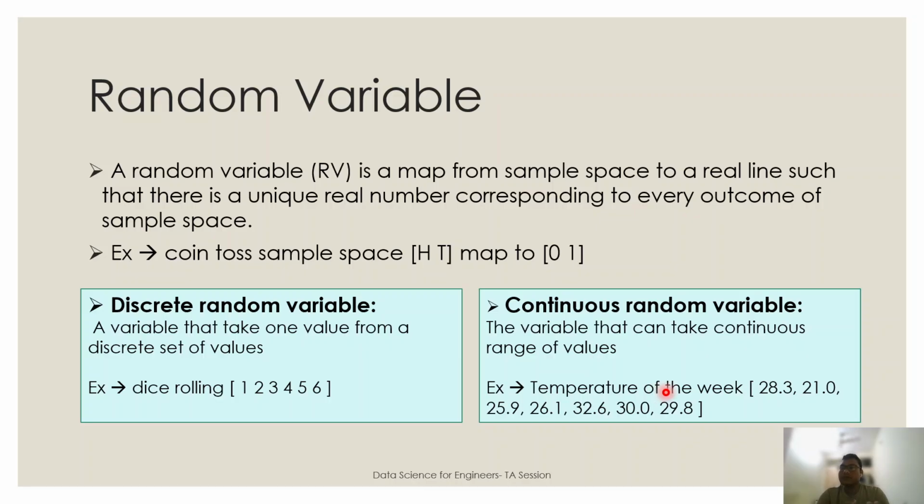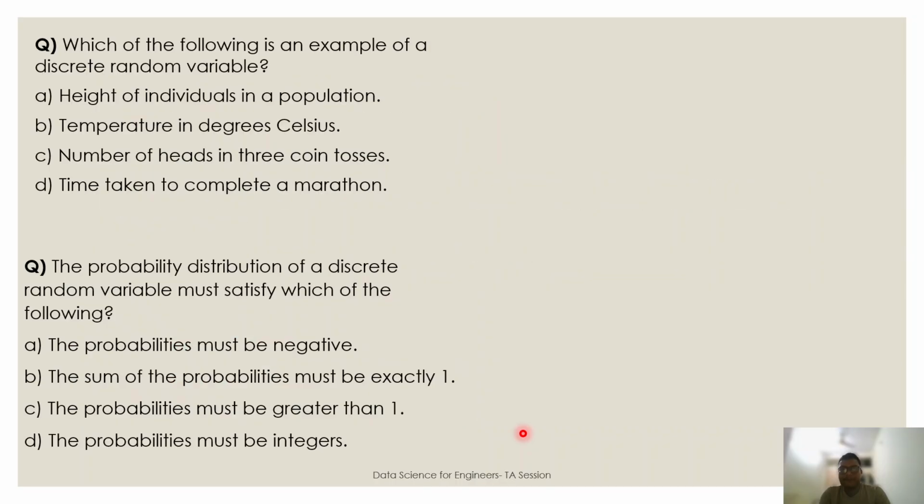Continuous means you will have decimal values as well, a variable that can take a continuous range of values. For example, the temperature of the week. Generally, for approximation, you will say today's temperature is 28. But it's not exactly 28. It's 28.3, 21.0, or 25.9 like that. So whatever random variable you have can be classified into two groups: one which is discrete, where you just have integers, and one where you have decimal values as well. So that's the basic difference between the discrete and the continuous random variable.